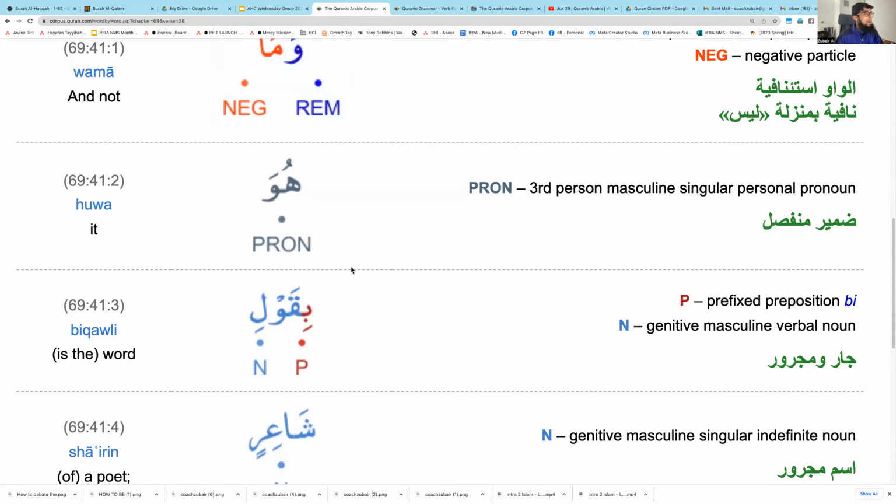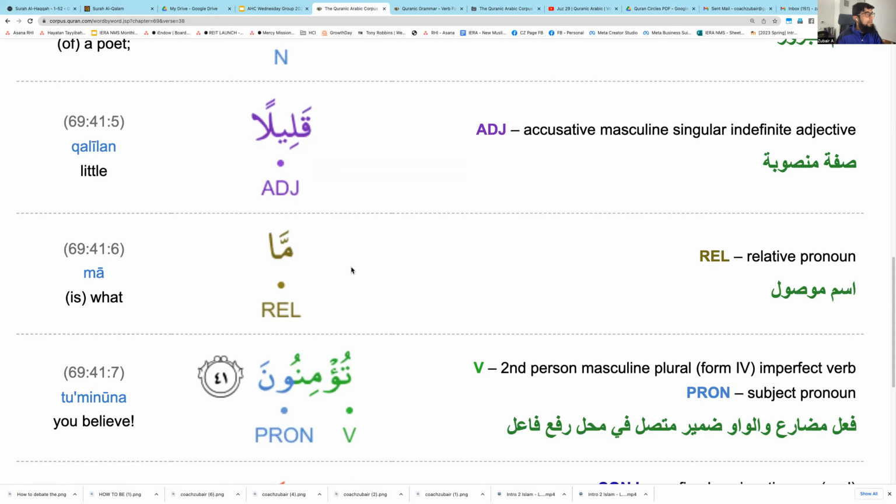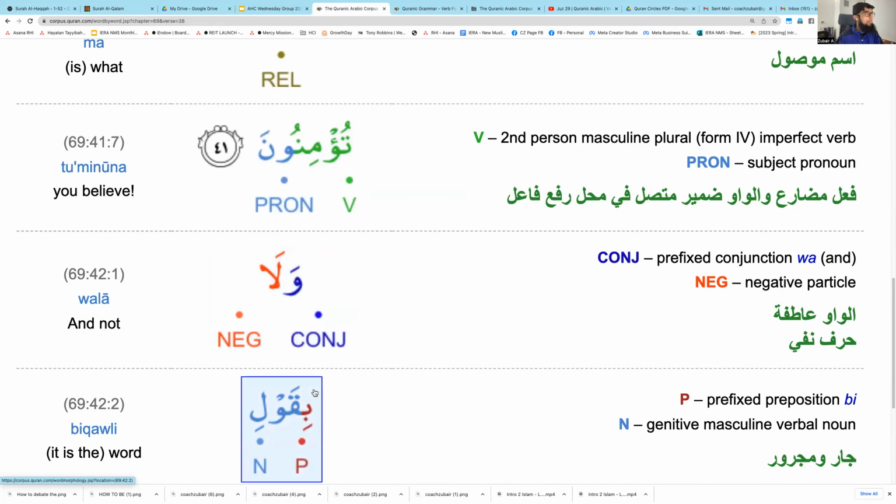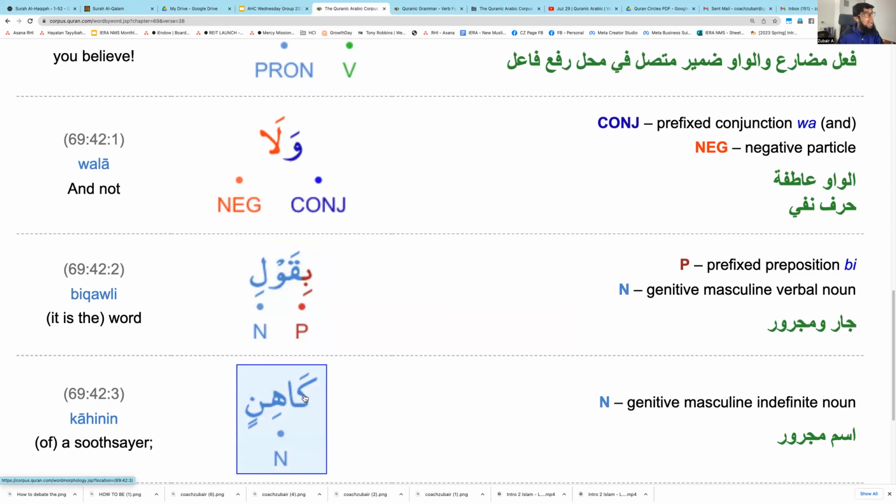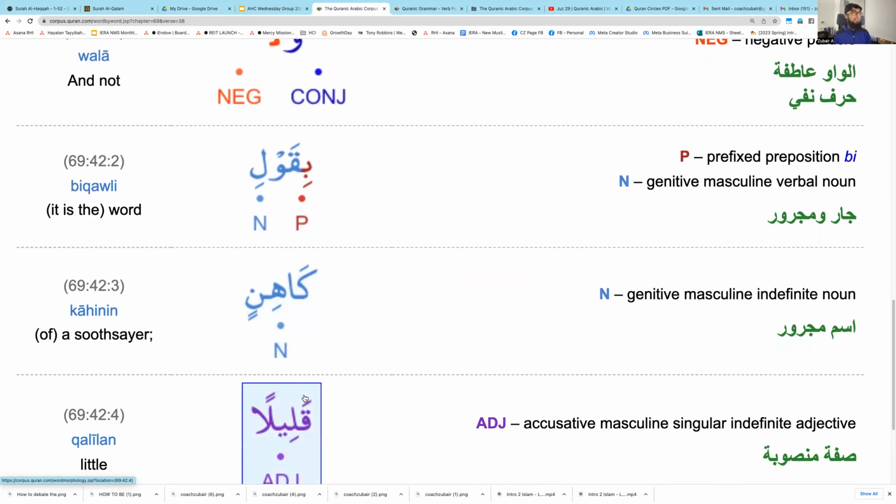So, وَمَا هُوَ بِقَوْلِ الشَّاعِرِ قَلِيلًا مَا تُؤْمِنُونَ. Wama and not, biqawli, all are repeated words. Kahin is now a new word, which means a soothsayer. Kahin, a soothsayer. So if you want to have that relationship, you say, okay, kaf ha nun. Kahan is something to do with a soothsayer. Now, if you wanted to, sometimes it helps to see other examples of the word.